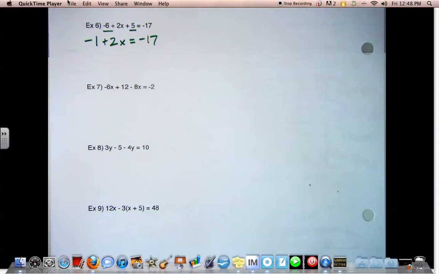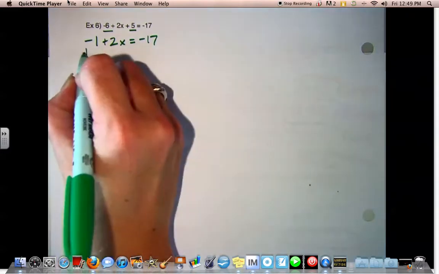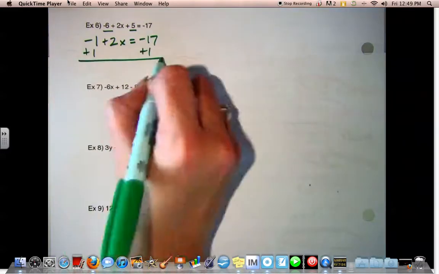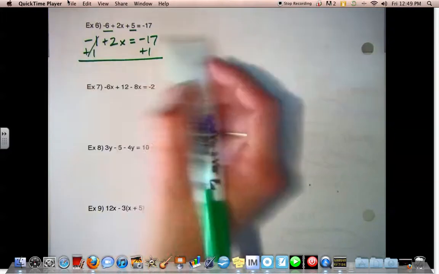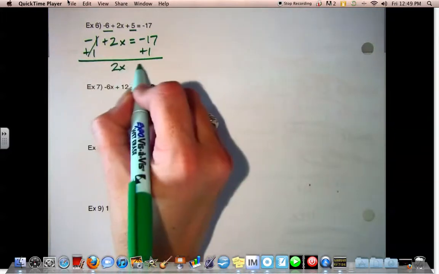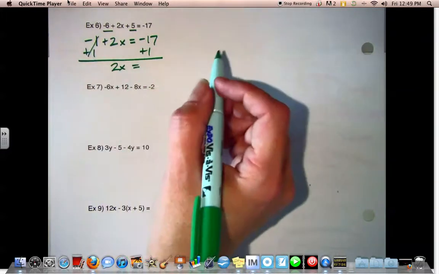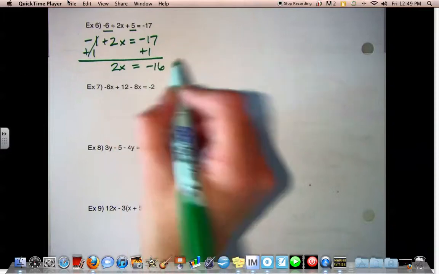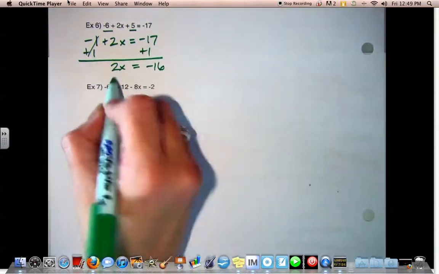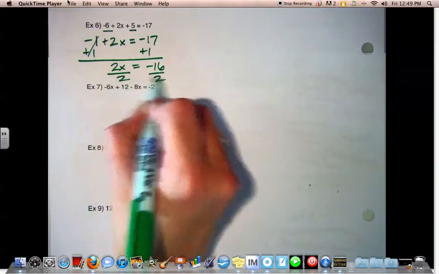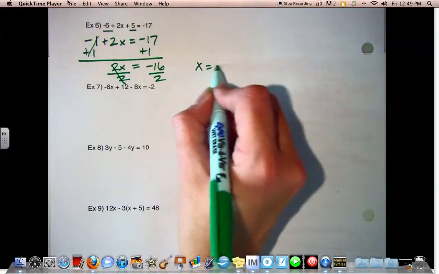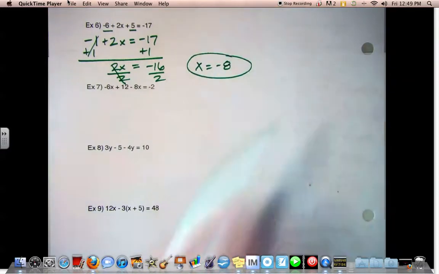So subtract 2 from... no, you add 1. Add 1 to both sides. The 1's cancel. 2x equals negative 16. Would we divide it by 2? Now we divide it by 2, which equals negative 8. That's easy.